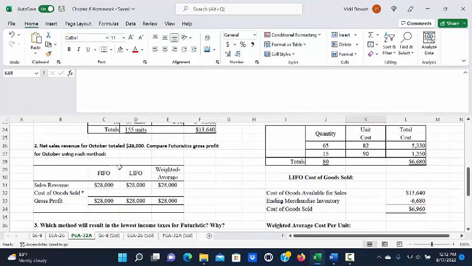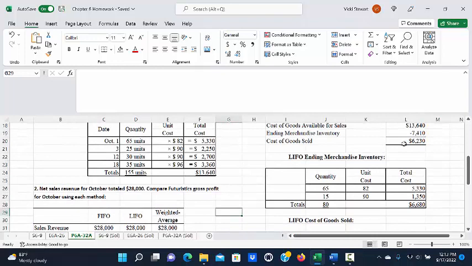In Part 2, it states that net sales revenue for October totaled $28,000, and the problem asks us to compare Futuristic's gross profit for October using each method. So in this table, I have the sales revenue, and we're going to calculate what gross profit would be using the cost of goods sold that we already calculated for FIFO, LIFO, and weighted average.